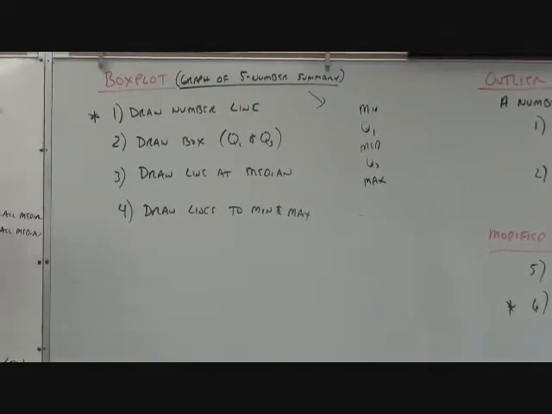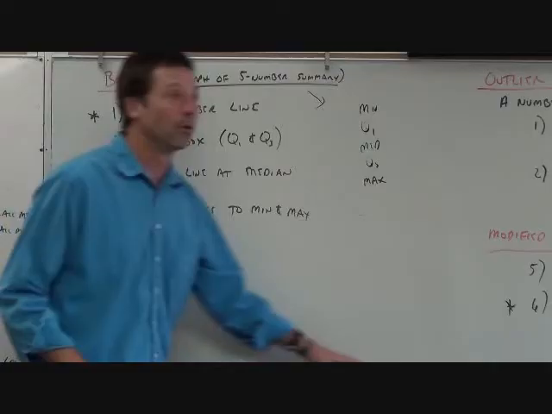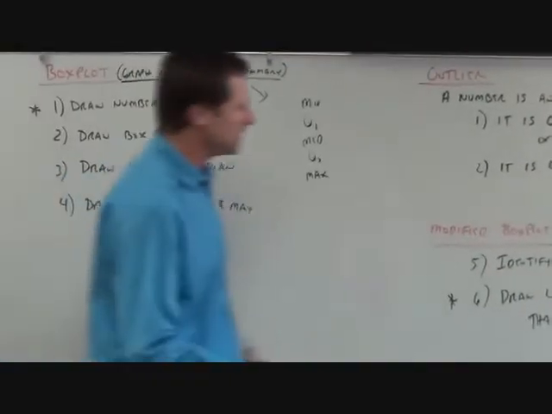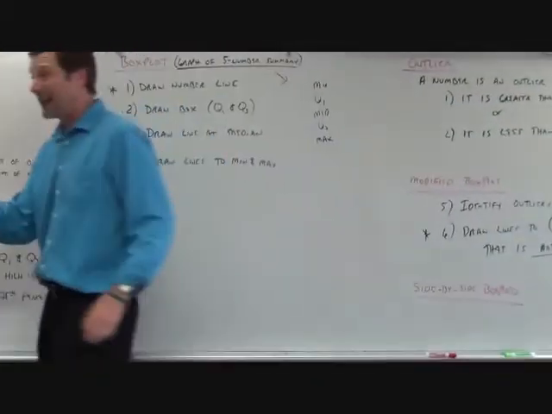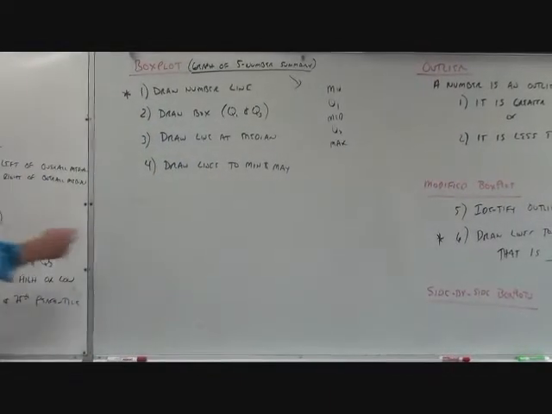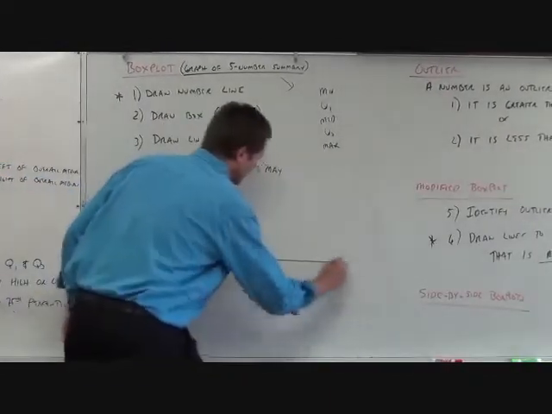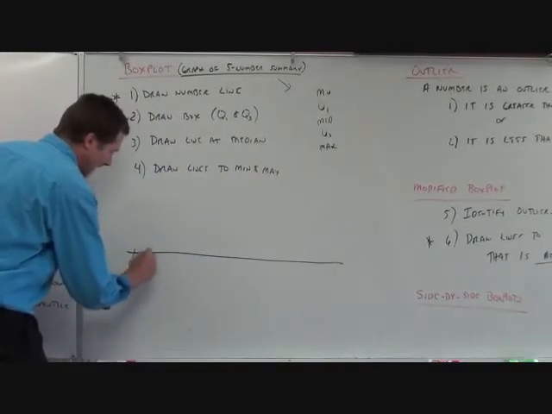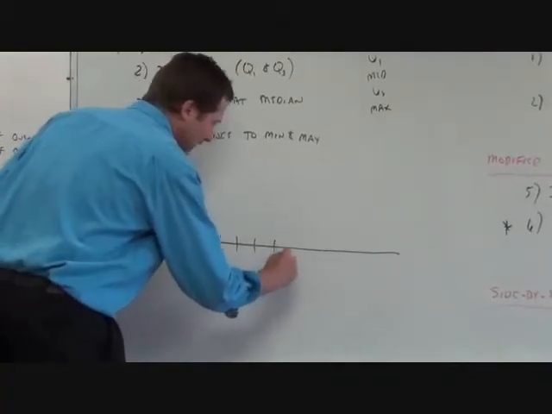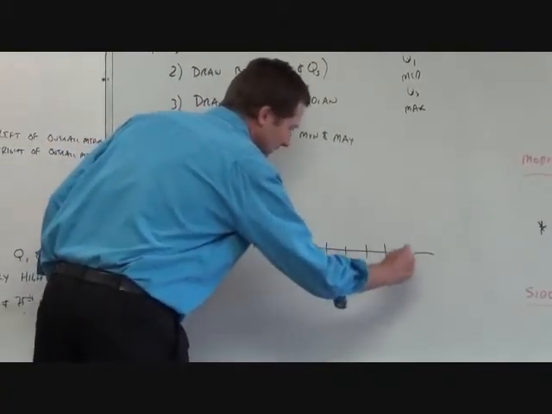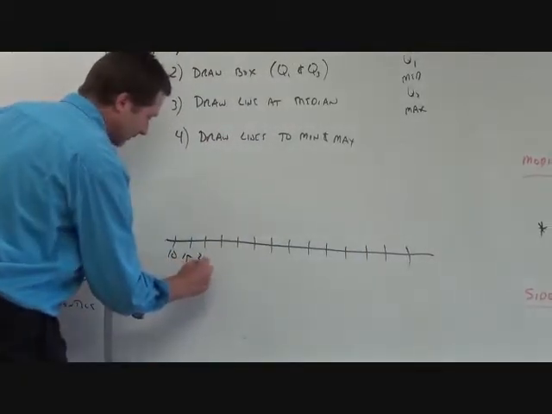All right, 4 key steps here, and if you skip one, I can promise you your box plot's not going to look right. The first thing we have to do is draw our number line. I see a 13, I see a 73, so I'm going to draw a number line that starts at 10 and goes all the way to 75. I'll go by 5s: 15, 20, 25, 30, 35, 40, 45, 50, 55, 60, 65, 70, 75. And you can fill in the numbers here.